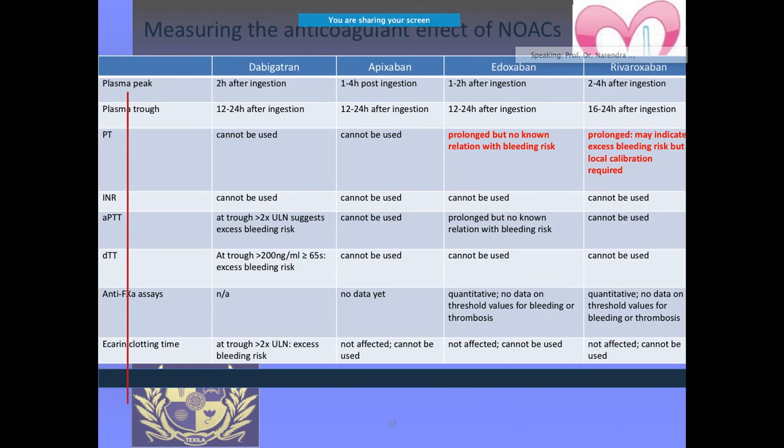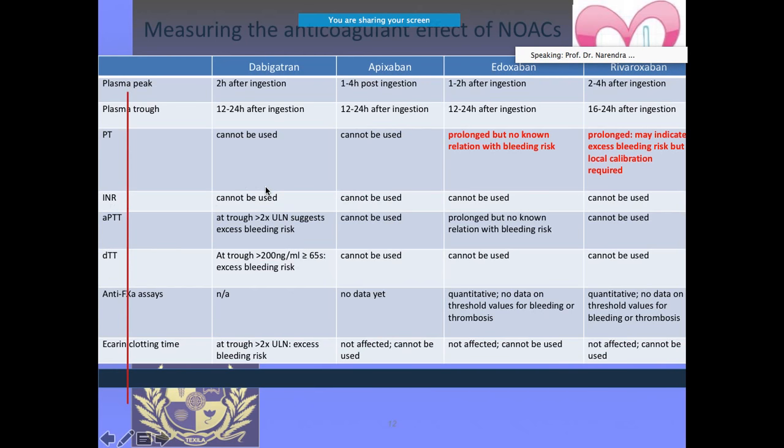So what are the biggest advantages of dabigatran compared to rivaroxaban? Anyone? So what is the biggest? Sir, action time 2 hour after ingestion. I know you can read from the slide, but what was my question was, what are the advantages? Okay, I'll tell you.